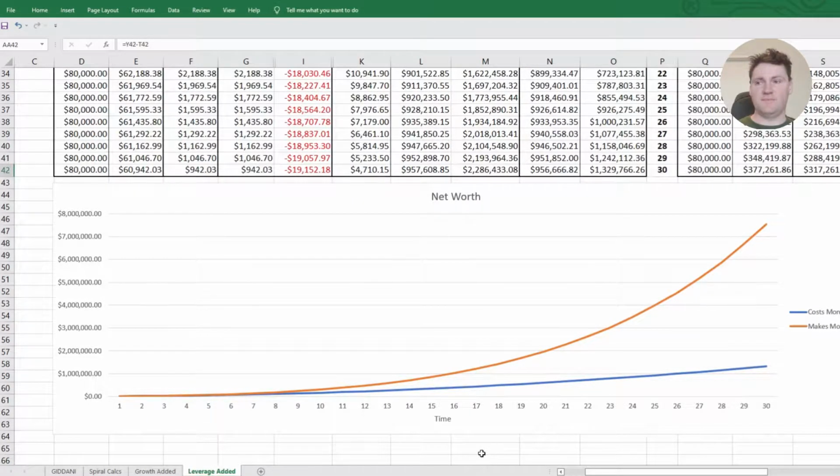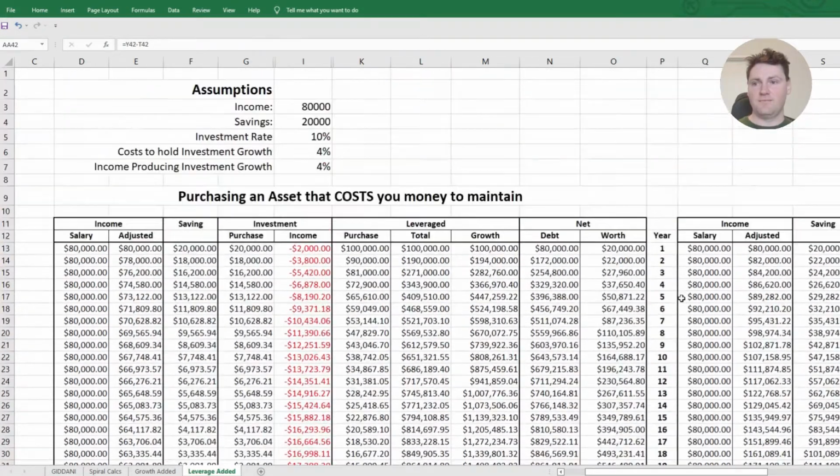Now you can see that because we've added leverage, the cost money line, so the blue line down here, is actually growing in a positive direction. And that's because leverage is applying that growth over a long period. So it's now an exponential growth curve too. It's just much, much slower. Meanwhile, the assets that produce income continue to grow at the same rate as it grows upwards here.